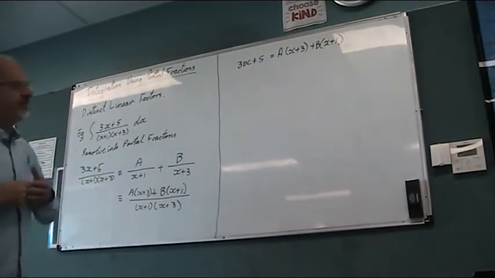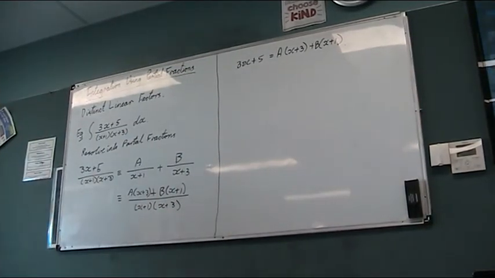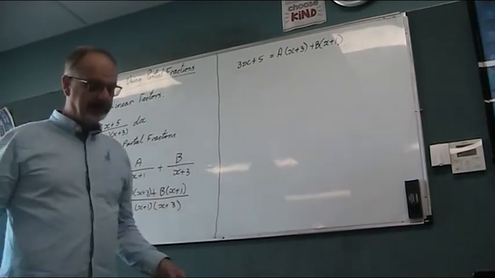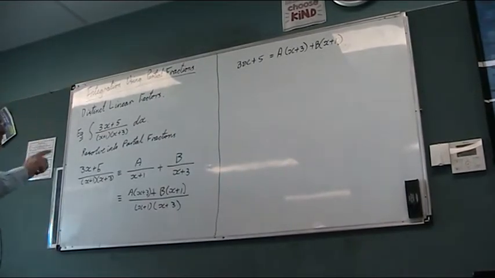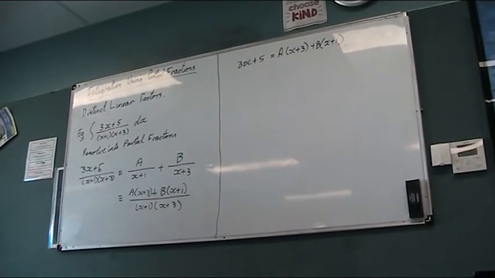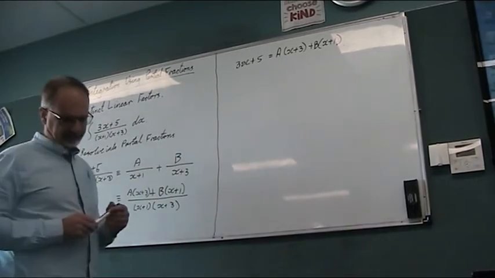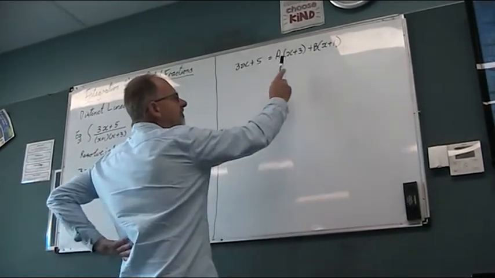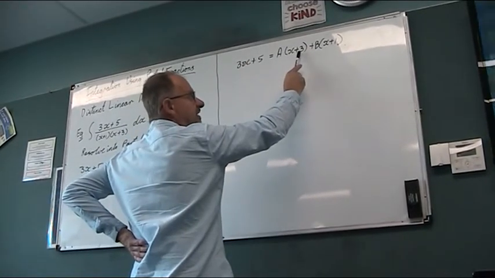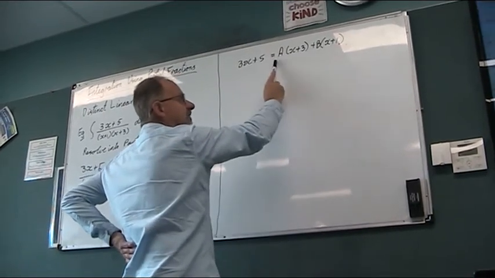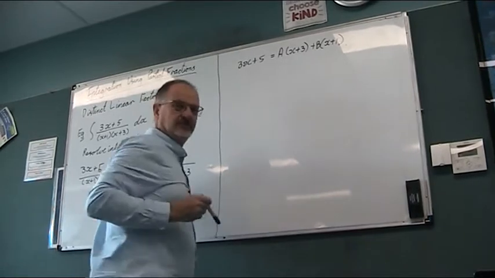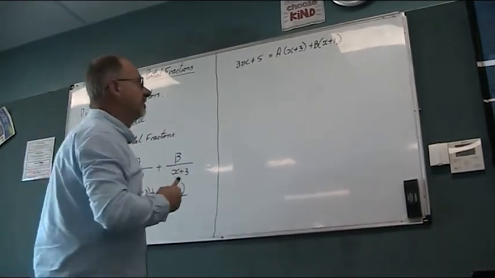Now there's a couple of different ways that you can proceed from here to find out what numbers a and b are. One of them is to expand, collect your like terms, and then create some equations and solve simultaneously. The other way is to do a bit of a tricky thing, because this is plus 3 here, if I put minus 3 in for x, what's going to happen to this term there?